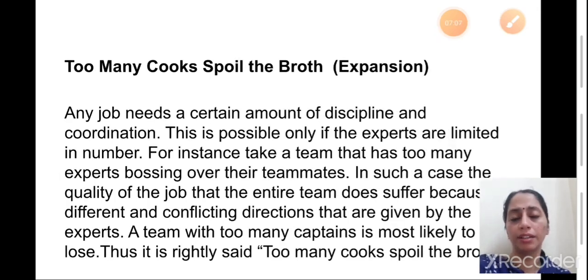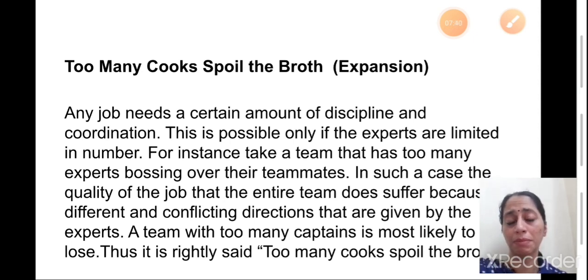Okay, so here I am giving an example. Any job needs a certain amount of discipline and coordination. This is possible only if the experts are limited in number. For instance, take a team that has too many experts bossing over their teammates. So, in a team of say 15 people, if there are 10 bosses, do you think it's going to work right in a proper direction?